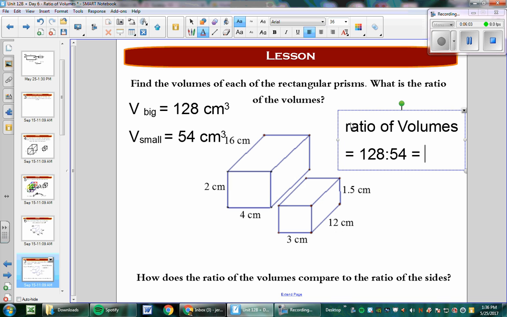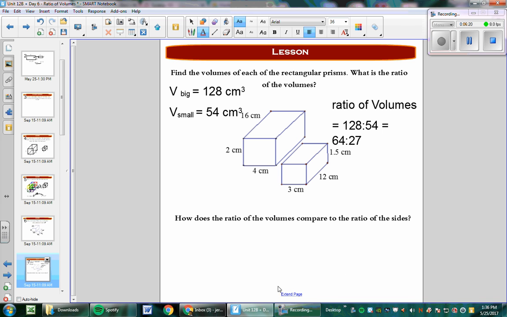If I divide both of those by 2, that would be 64 to 27. Now that can't be divided by any numbers, so that's as reduced as it gets. 64 to 27. So how does the ratio of the volumes compare to the ratio of the sides?